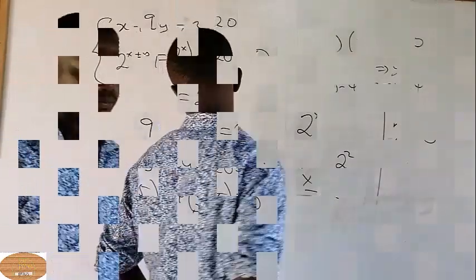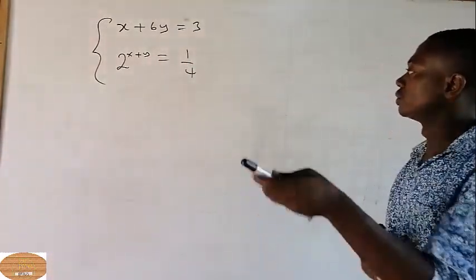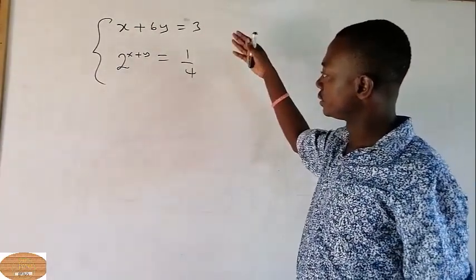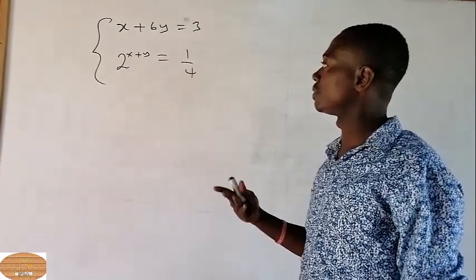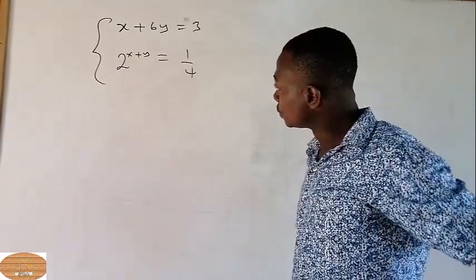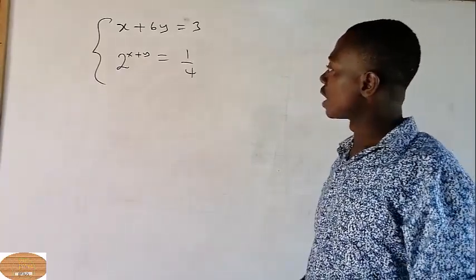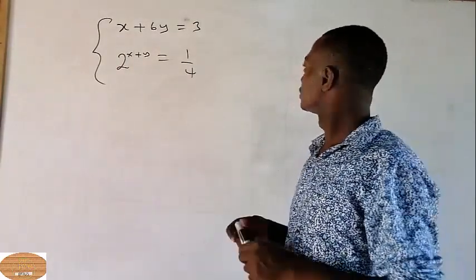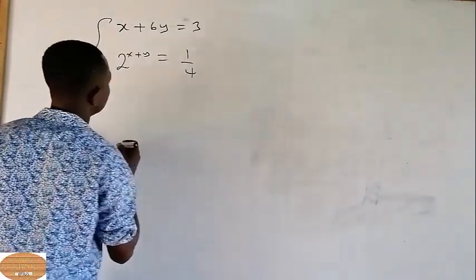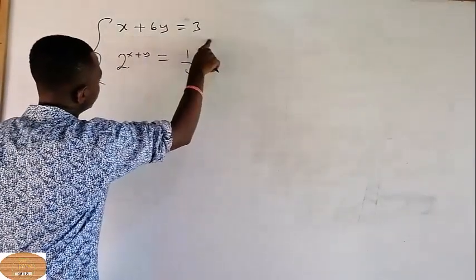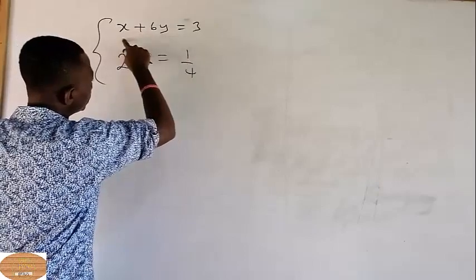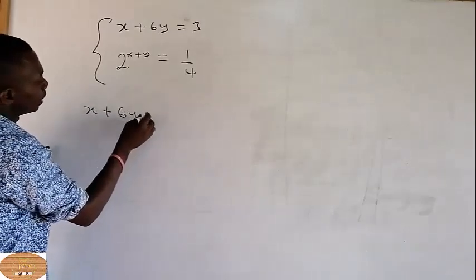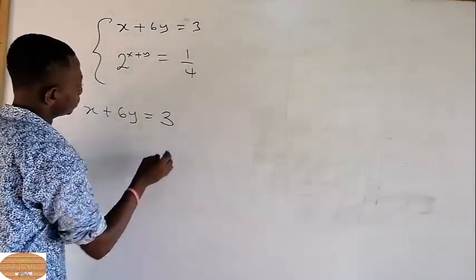So let's move on. This is our last example. Alright, so this one is an exponential equation. It involves simultaneous equations. You have to apply simultaneous equations. So we are going to solve for x and y. So I have x plus 6y equals 3. So this is our last example. So x plus 6y, you won't touch anything because this one is x plus 6y. You can't change anything. So this one is literally x plus 6y equals 3. So this one is equation 1.